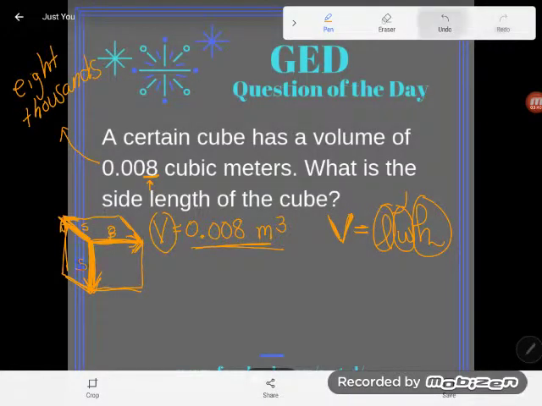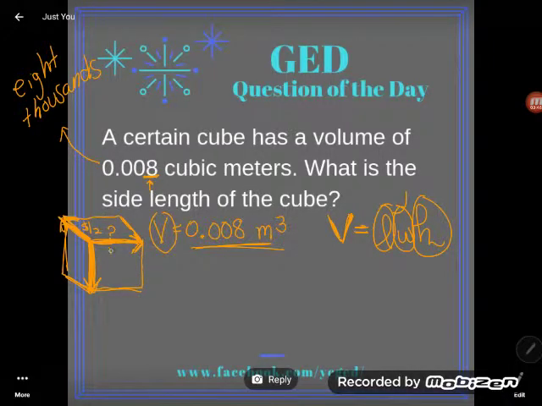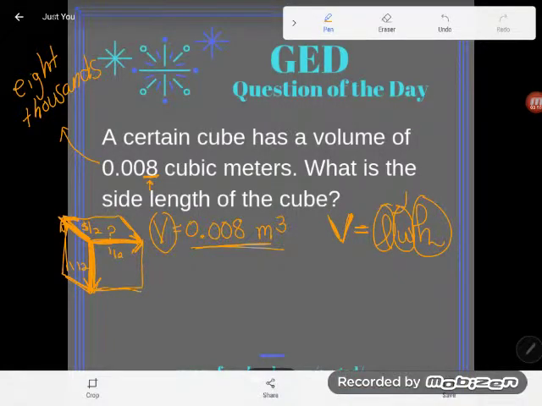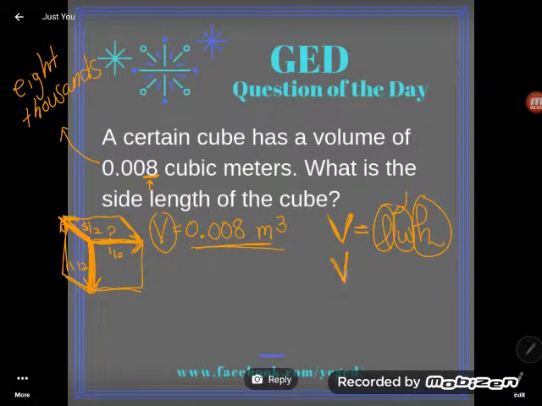So if this one is 1/2, then this one is also 1/2, and this one is also 1/2. That's what it means for it to be a cube. All three dimensions are the same. So watch me rewrite this formula. I'm going to call this side length S. Oh, maybe call it E. It doesn't matter what you call it.